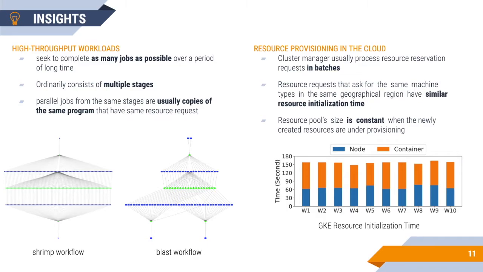As we can see, the average pod initialization time is around 150 seconds, but the standard deviation is only 4.2 seconds. Therefore, we can conclude that the initialization times of the same resource type are similar, and the resource pool size is constant when the newly created resources are under provisioning.